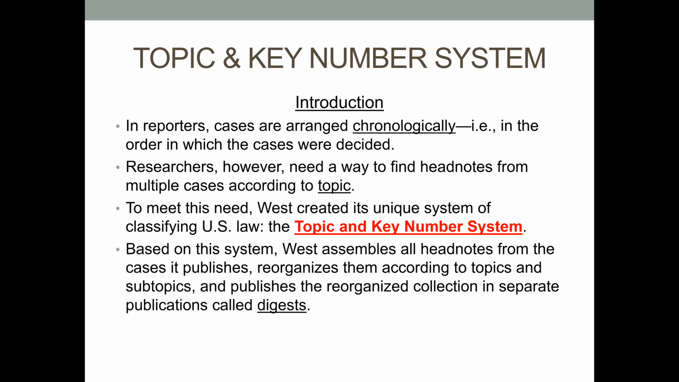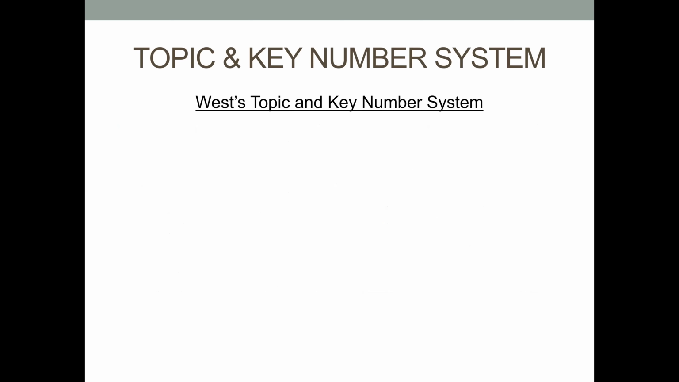People who use digests can then simply look up by topic alphabetically, and then in more detail into subtopics, and see all of the head notes from all the different cases from a particular jurisdiction or a particular court that have addressed that topic. There they'll be able to find the case name, the head note, the citation, and can go then read those other cases. So this is the crux of the idea behind the topic and key number system.